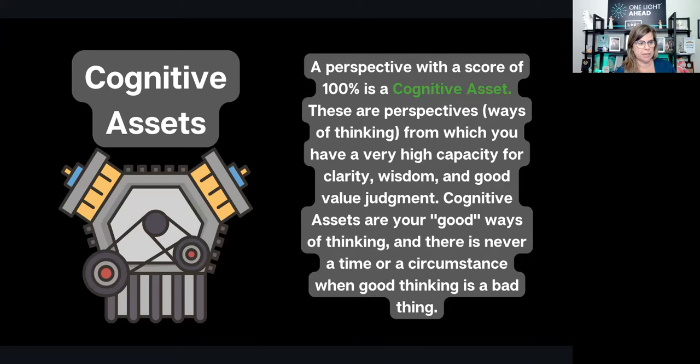So the Hemi asset is a perspective with a score of 100%. These are perspectives that are ways of thinking from which you have a very high capacity for clarity, wisdom, good value judgment. Cognitive assets are your good ways of thinking, and there's never a time or circumstance when good thinking is a bad thing. Notice that there are key good words in there. It's going to be purposeful for our definition we're adding today.